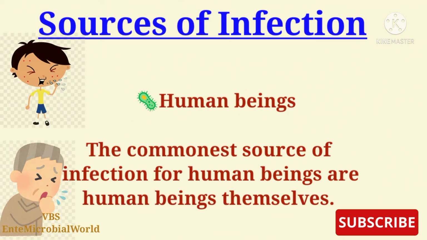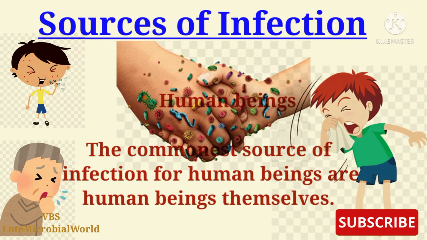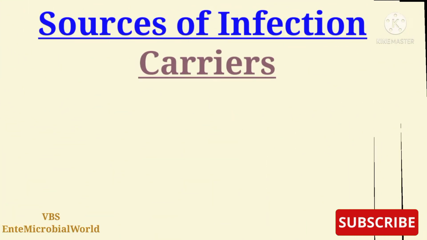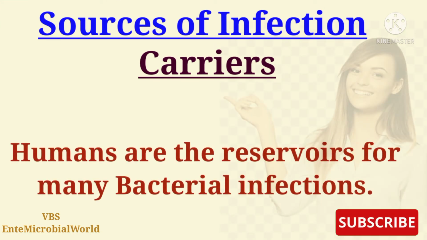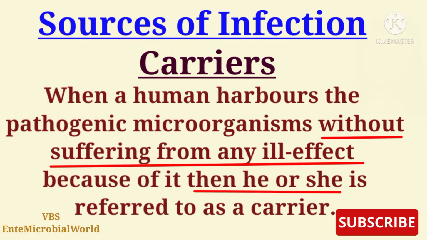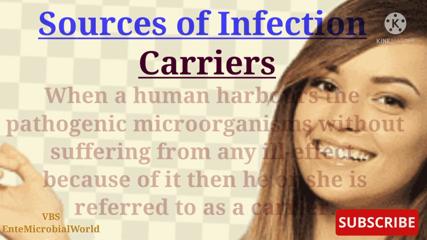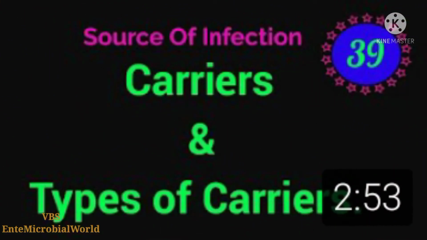Human beings. The commonest source of infection for human beings are human beings themselves. Carriers. Humans are the reservoir for many bacterial infections. When a human harbors the pathogenic microorganisms without suffering from any ill effect because of it, then he or she is referred to as a carrier. If you would like more information about carriers, then please watch my video, Carriers and Types of Carriers.